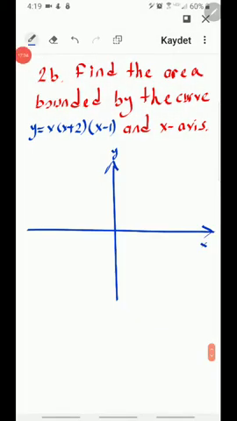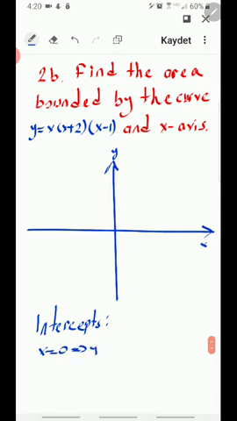To sketch this function, firstly, let's find intercepts. Like the previous one, we set x to 0 and find y. I think this is really easy. 0 times any number is 0, so the function is passing through the origin. This is the first point that I'm going to use.